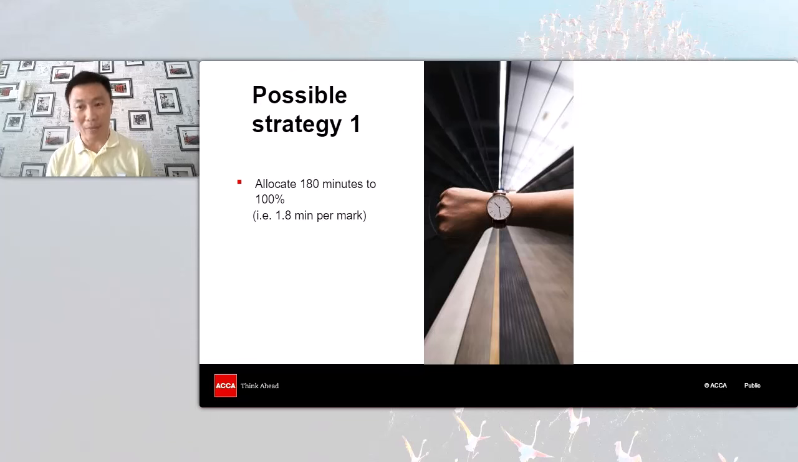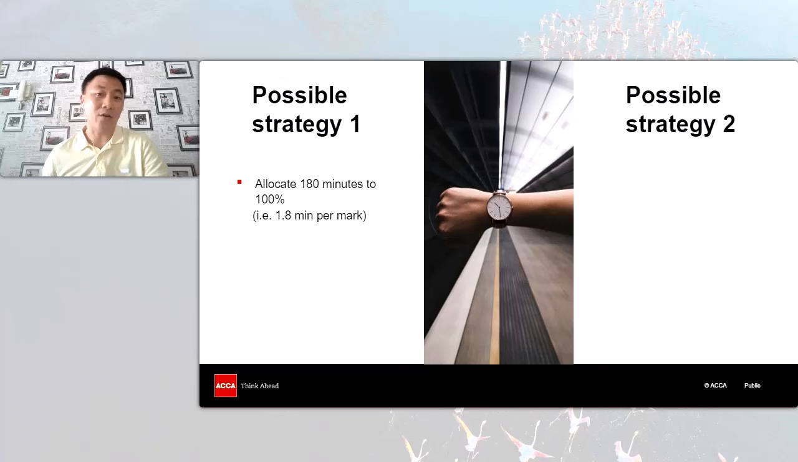Am I right? If you spend your time tackling one Section C question worth 20 marks, you will spend about 36 minutes on each of the Section C questions. Now, again, I'm not saying this is wrong, okay? But I'm going to tell you another possible strategy, which I call strategy 2.